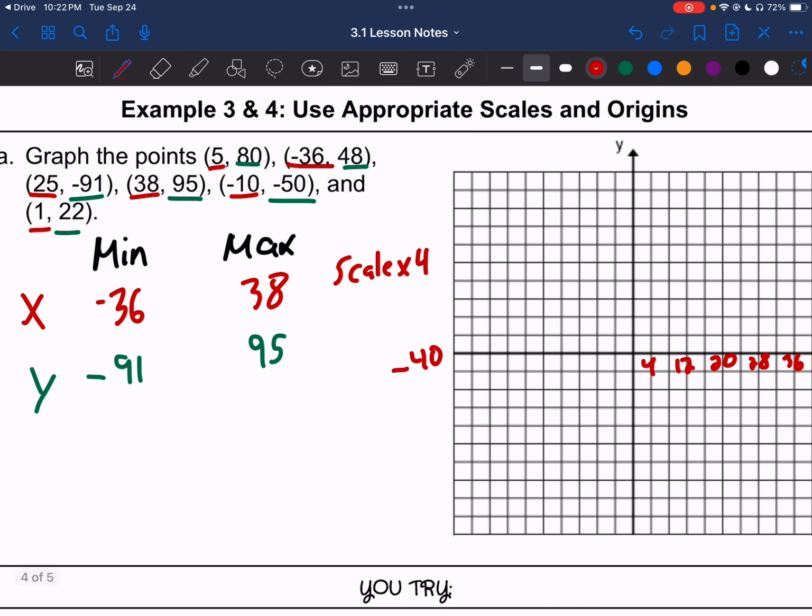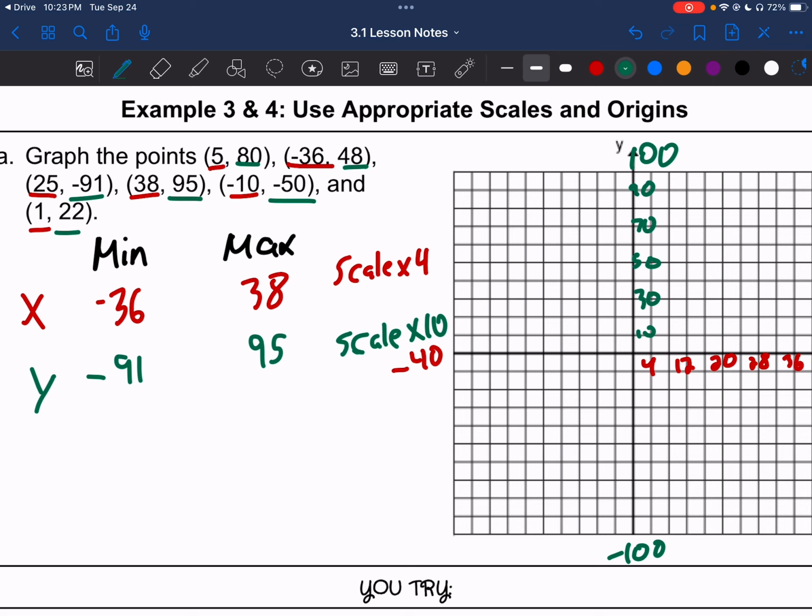My x values are going to be able to represent all of our x values that we have. Now, my scale for my y-axis is a little different. I'm going from negative 91 to 95. So in order to fit all of that onto the graph, I'm going to go up to 100 and negative 100, and I'm going to go with a scale of by tens. So we'll have 10, 20, 30, 40, 50, 60, 70, 80, 90.